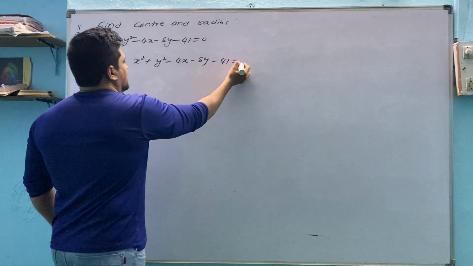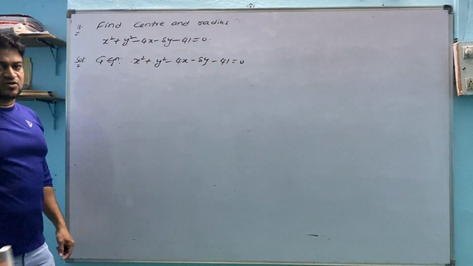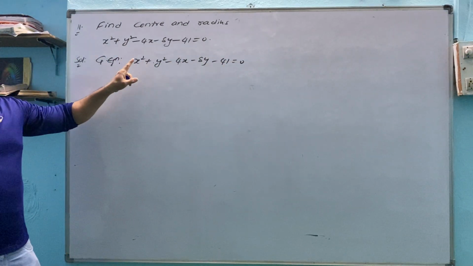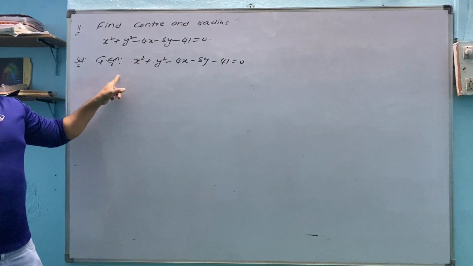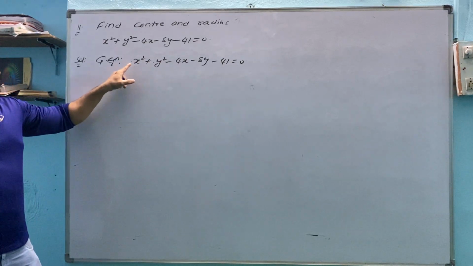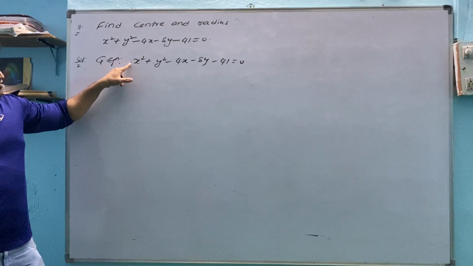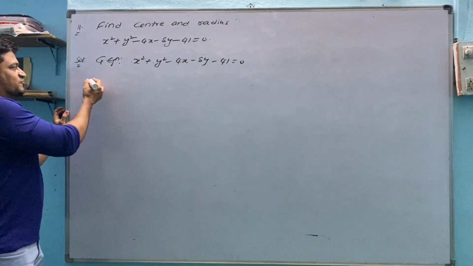First thing you need to check is whether any coefficient is there or not. We don't find any coefficient here; it is 1. Suppose 2 is there, then divide both sides by 2. So remove that coefficient first. If the coefficient is not there, what you need to do is compare.